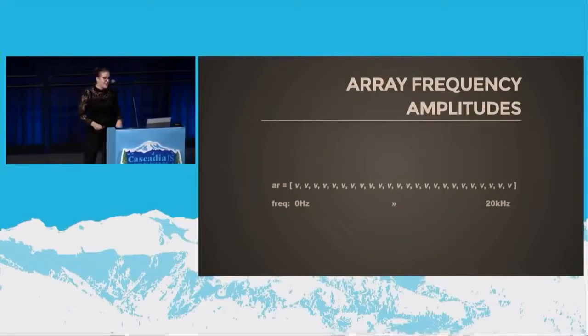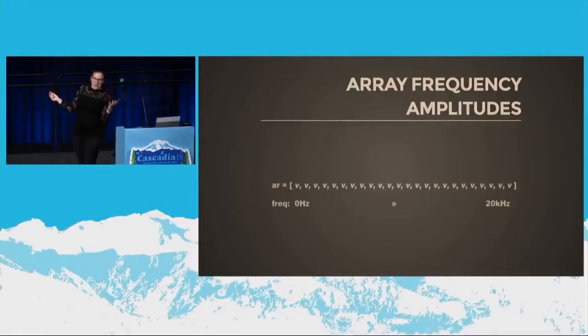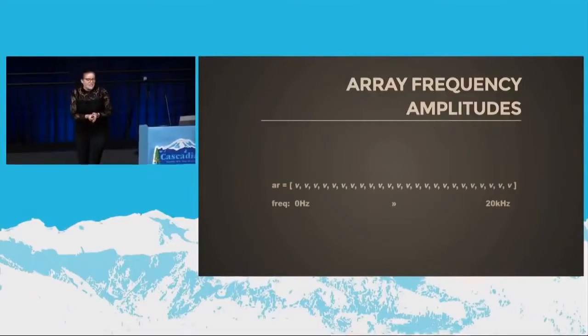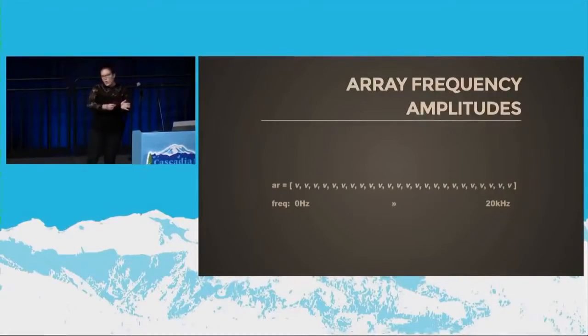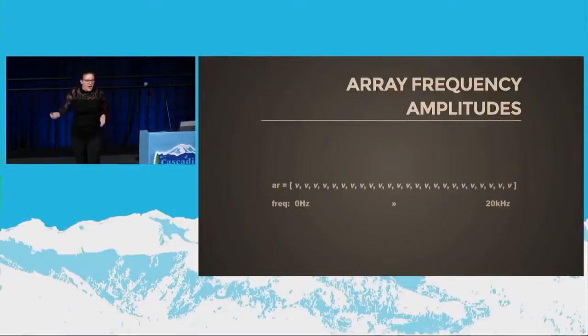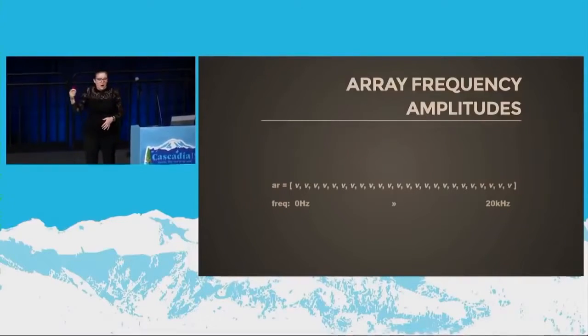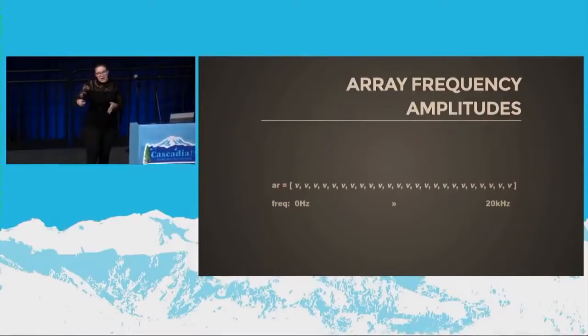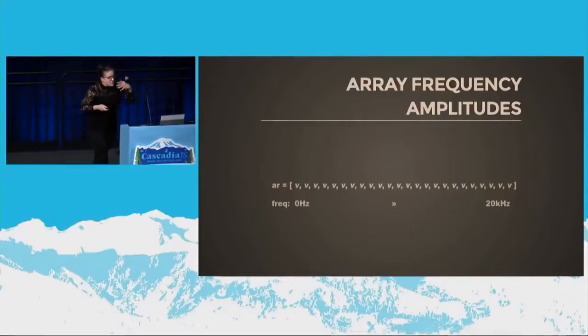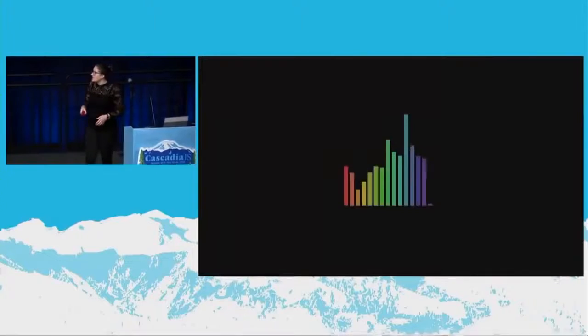That data is the frequency amplitudes. Basically, it's the low sounds all the way through to the high sounds, and the volume value of all those sounds at any given point. So the first few items in the array are going to be the low sounds, and the last few items are going to be the higher sounds, and the data in each item is just the volume value. And then we can use that to make our visualizations.